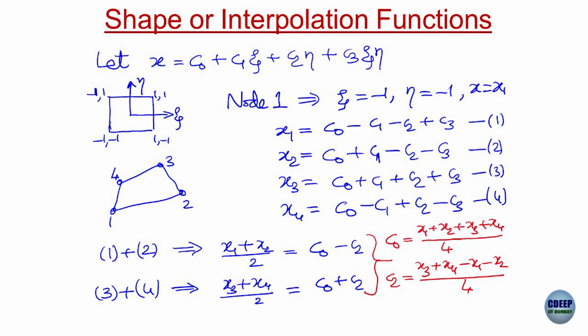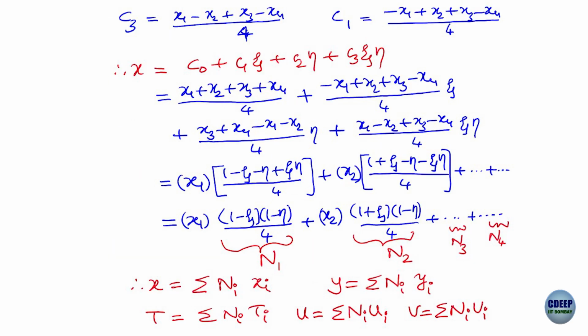Okay. So I substitute it. I get 4 equations when I substituted the 4 nodes. So I solve for C0, C1, C2, C3. I substitute them back again and then rearrange the terms. So that would give me x in terms of x1, x2, x3, x4. For any point in between, within the element x, I will get this.